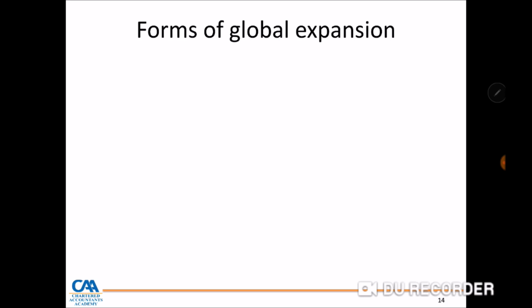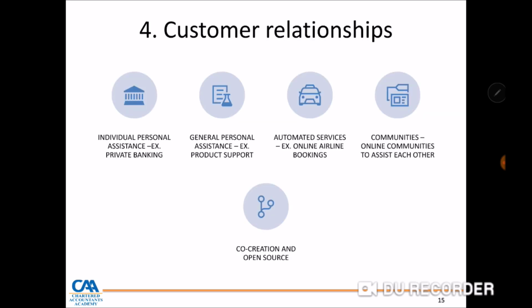Then the next building block is customer relationships. Any business worth its salt is going to be worried about how it relates to its customers. Why? Because the success of any business is dependent on how it relates to its customers and whether or not customers are still going to be able to buy its goods and services. So there are different customer relationships that can be created.